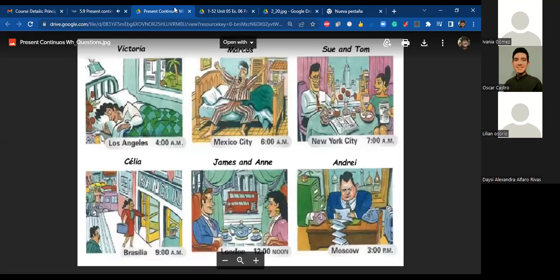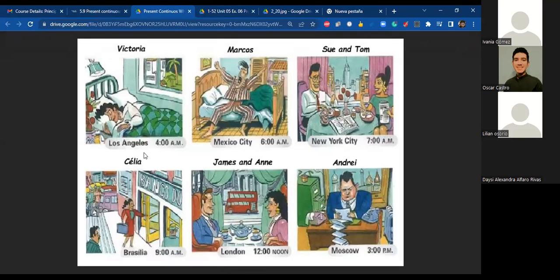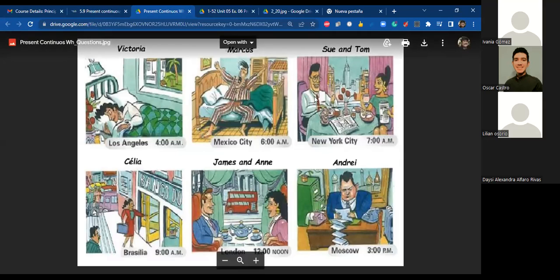Now, if you take a look at this picture, you can tell, for example, what is Tom doing? ¿Qué otra cosa está haciendo Tom? Aparte de estar desayunando. What is Tom doing? Only Tom. He is speaking. Okay, very good. Nice. You can say, he is speaking. Okay, what else?